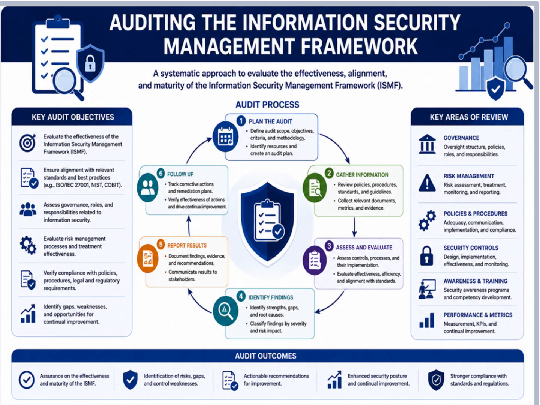Key areas of review include governance, risk management, policies and procedures, security controls, awareness and training, and performance measurement. The overall outcome of the audit is to provide assurance that the information security management framework is effective, aligned with business and regulatory requirements, and capable of supporting continual improvement and a stronger security posture.